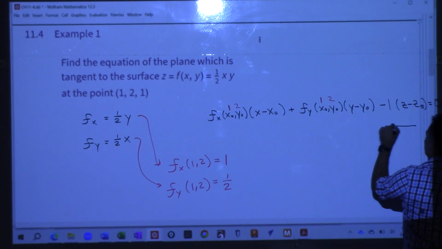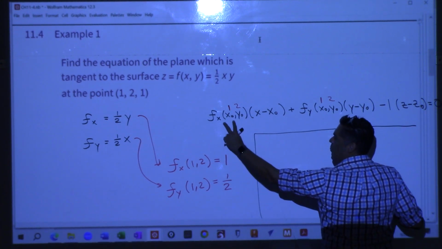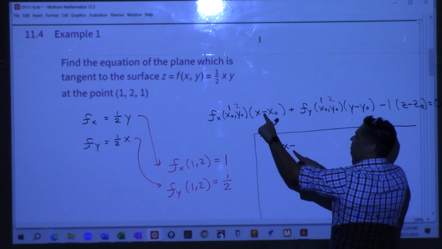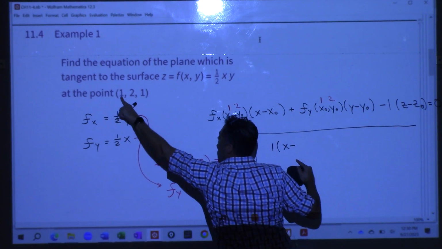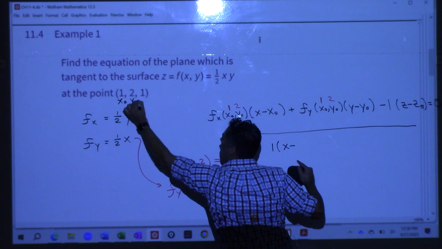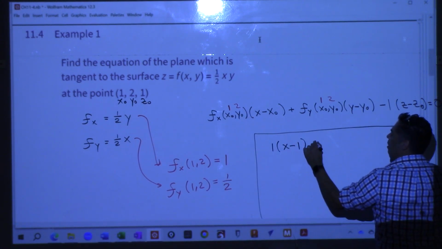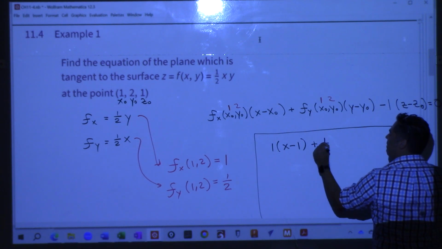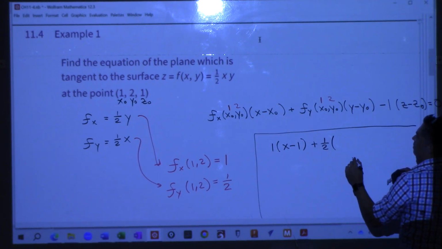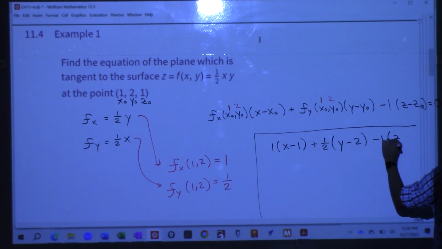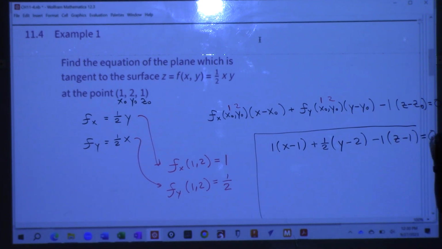Our equation is this, which was 1. X minus 1 from this point right there. That's x naught. That's y naught. And this is z naught. So this is x minus 1. And then plus this, which is 1/2. And then y minus 2. And then minus 1. And then z minus 1 equals 0. And that is it. That is the equation of the plane. Shouldn't be that easy, huh?